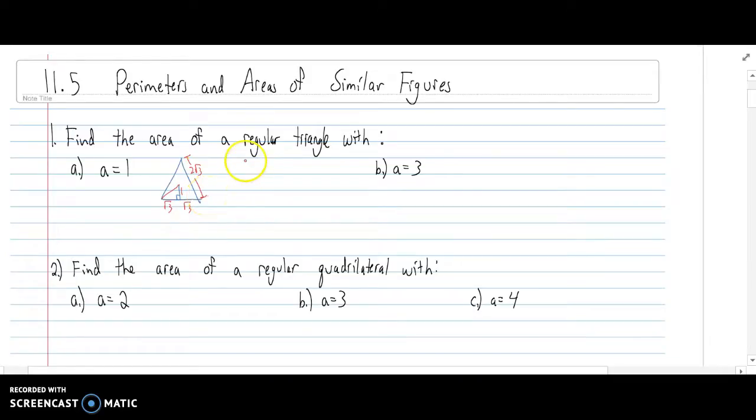Then we have a special formula for the area of a regular triangle. I'm going to take the length of that side squared times root 3 over 4, and that's going to simplify all the way down to 3 root 3.